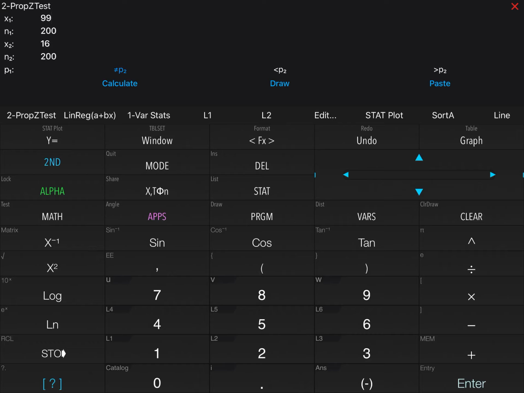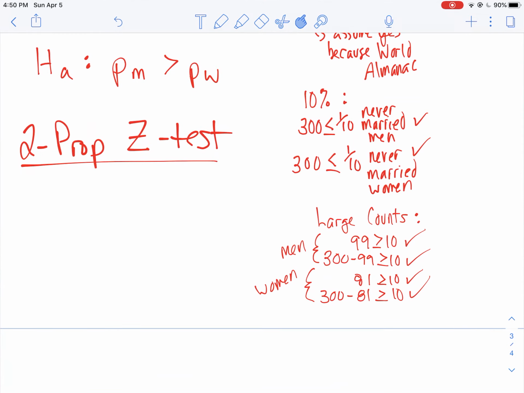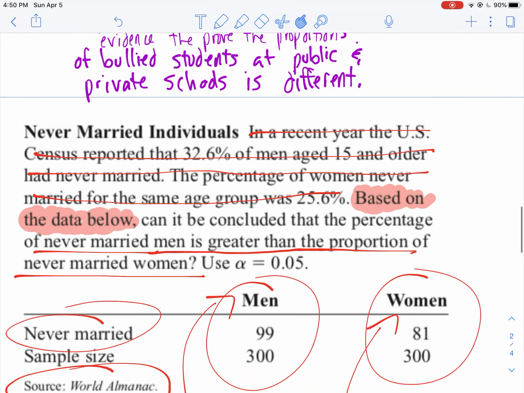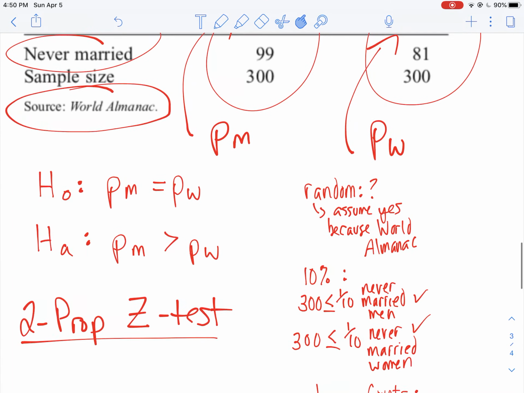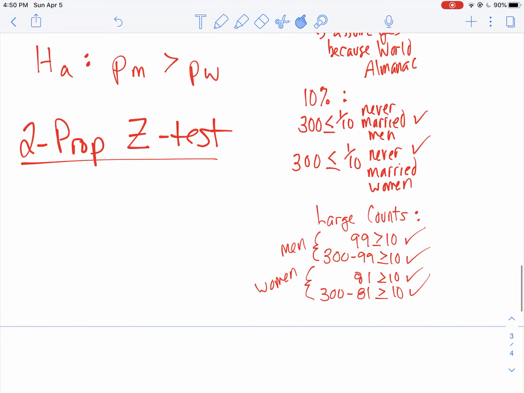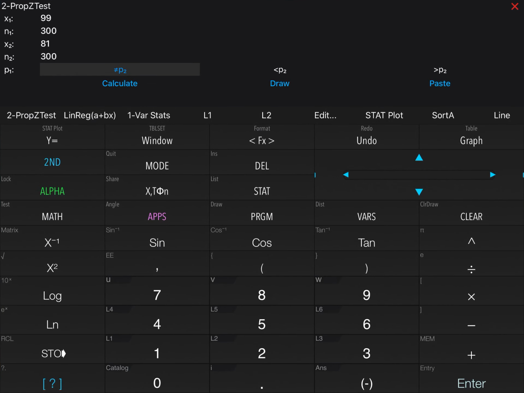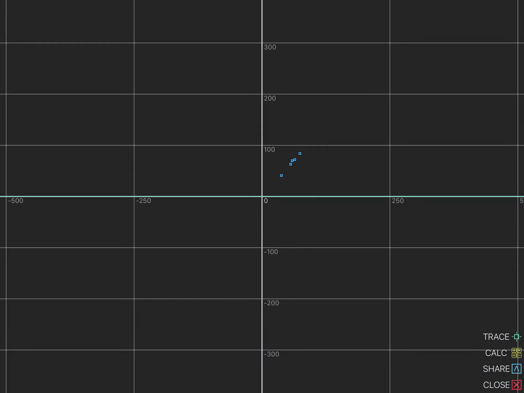Now let's see, we had 99 out of 300, and also we had 81 out of 300. And now, what are we trying to prove? I think we're trying to prove that men are greater than women in this case. We are. So, since I entered in men first, we are going to try and prove that P1 is greater than P2. Now, I have a couple of options here. I can either do calculate or draw. I'm going to do draw this time.